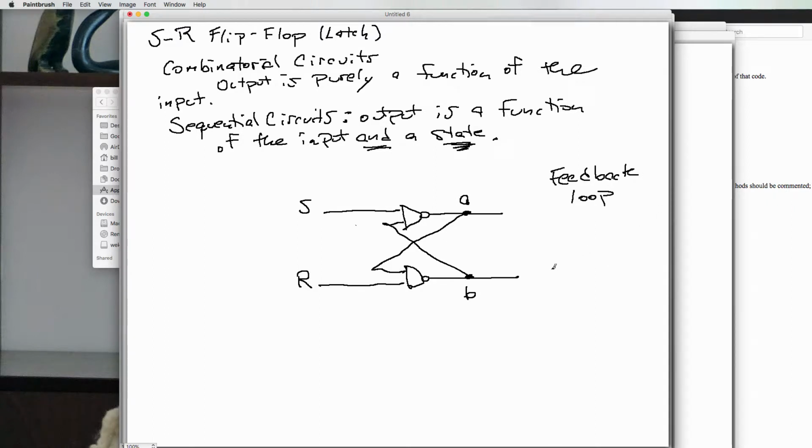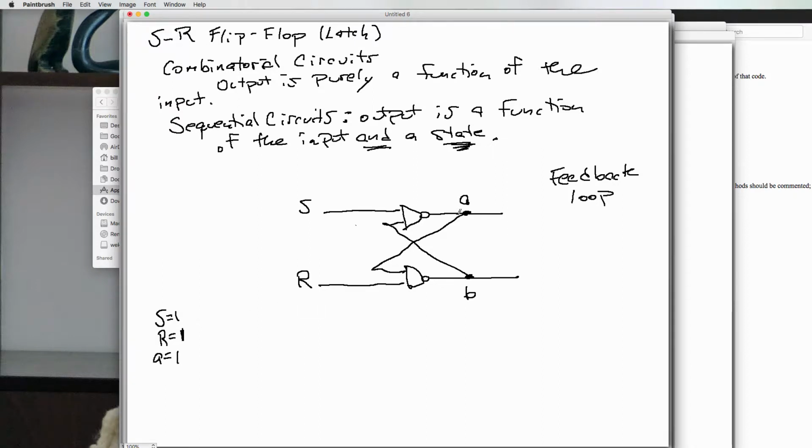And it's not exactly clear how this circuit behaves. So what we need to do here is analyze this. Turns out there are going to be several different possibilities here. But for example, I want to consider the following. Suppose S is equal to 1, and suppose that R is equal to 1. And I also want to suppose that A is equal to 1.